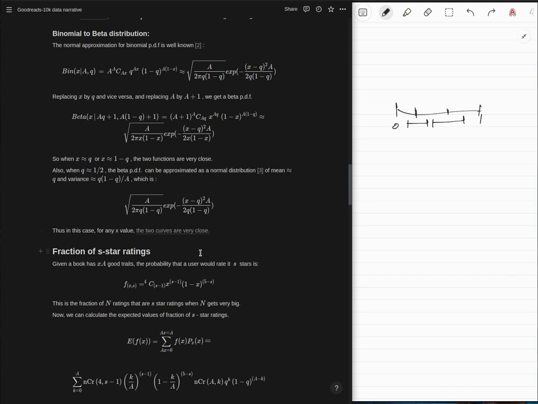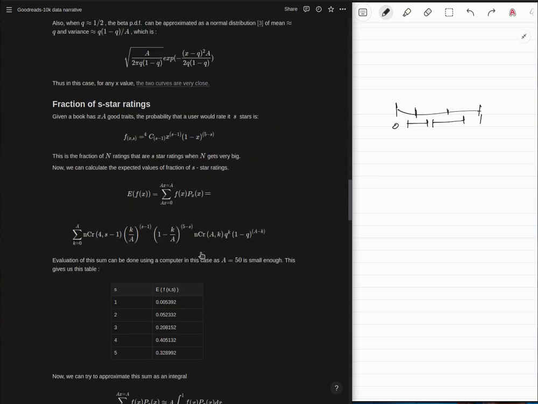So what we can do is substitute the beta distribution for the binomial distribution at every place we can, so that things become simpler. And I'll show you why I want to do that. So, fraction of S star ratings. First of all, given a book has X of A good traits, the probability that a user would rate it S stars is just this thing. Makes sense, right?